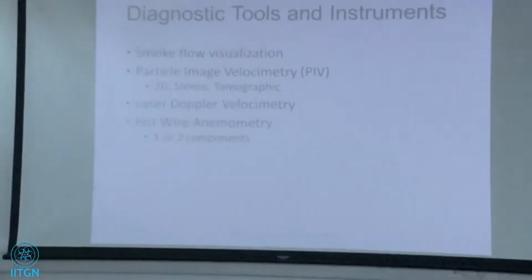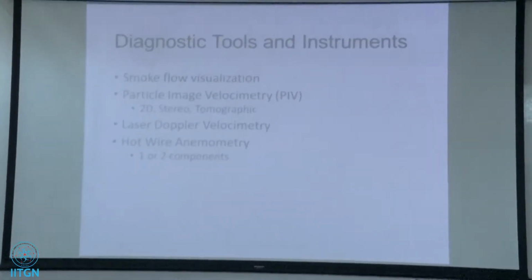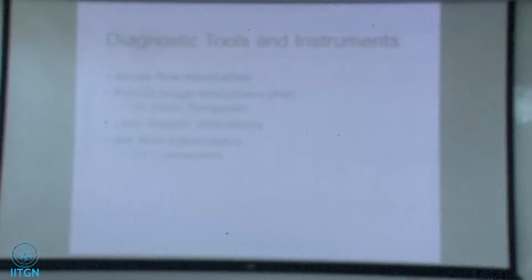Laser Doppler velocimetry is a different variant where you can find velocity at a given point at a very high rate, like a few thousand samples per second. Hot-wire anemometry is the same thing, but laser Doppler velocimetry is non-intrusive. As for the aerodynamic details, I don't think I should go into them, otherwise we'd need a lot of time.